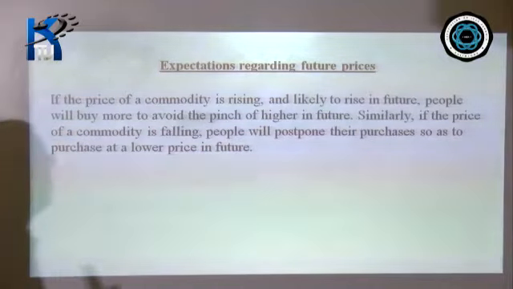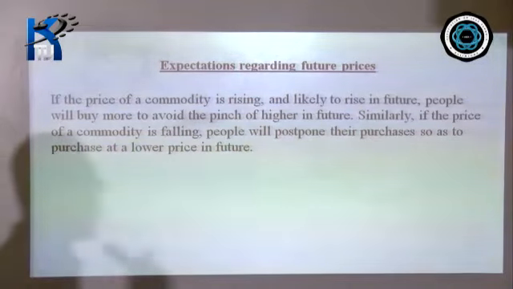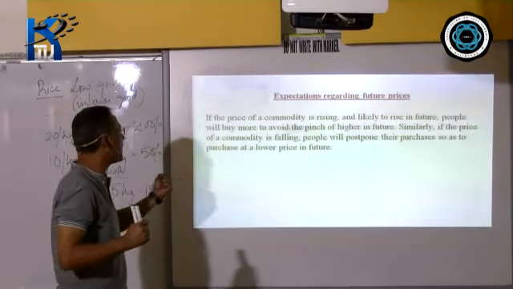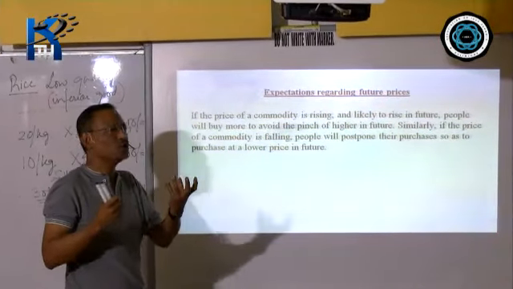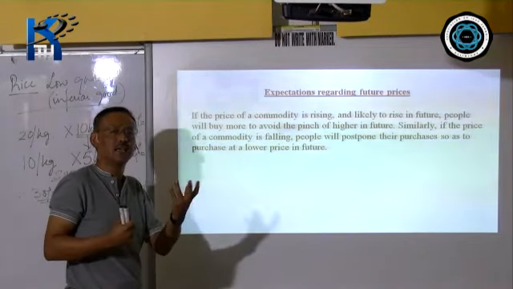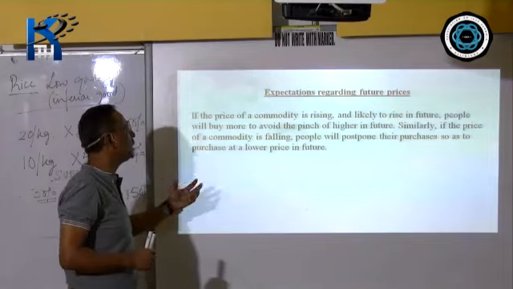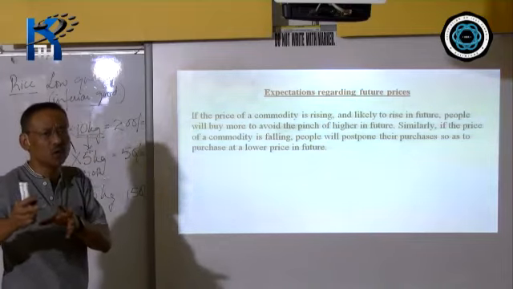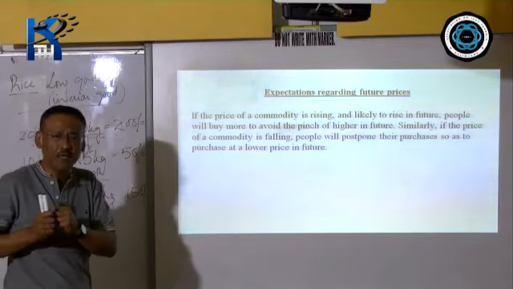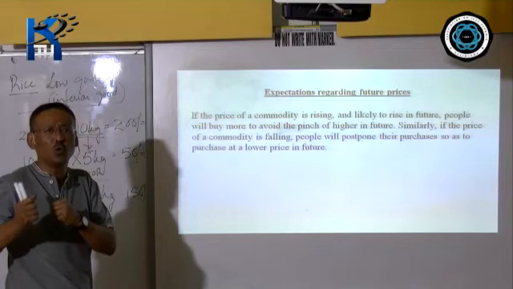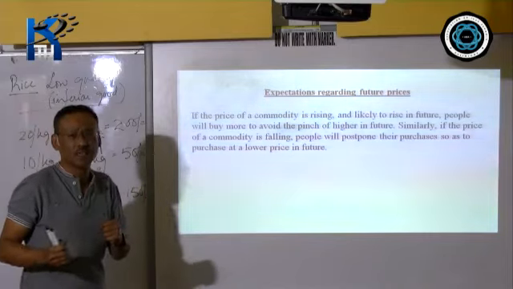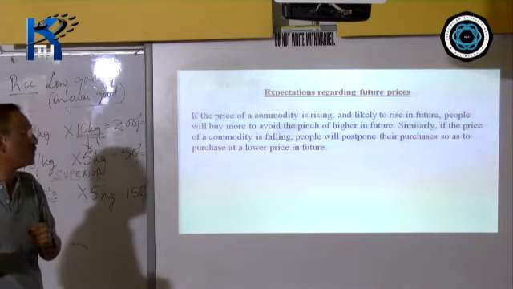What will you do? People will buy immediately so that they will avoid the pinch. That means they don't want to pay more at a later stage. So they buy now. That is, when the price of a commodity rises, consumers will demand more. Price increases, demand also increases. Similarly, when the price falls, the price is already falling and consumers know it's going to continue falling. That means you wait, you will postpone consumption, you will not buy, you will wait for the price to continue to fall. So what happens? Demand will decrease when the price falls, which does not follow the law of demand.